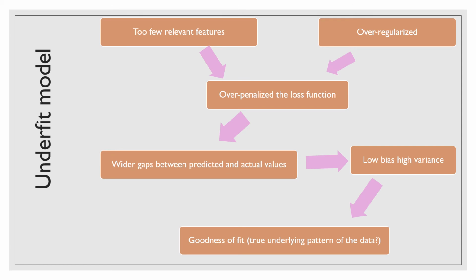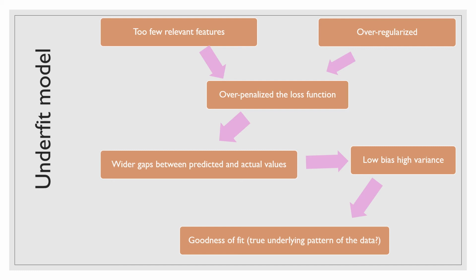So, we can have an underfit model when we are being overly cautious, and because of that, we included too few relevant features or variables in our model. And we can also have an underfit model when we are being too cautious, and because of that, we over-regularize our model by using something like a lasso regression, by setting irrelevant variables or features to 0. When we do either one of these two things, these can over-penalize the loss function.